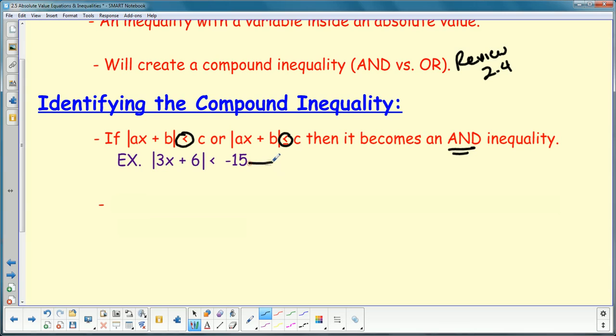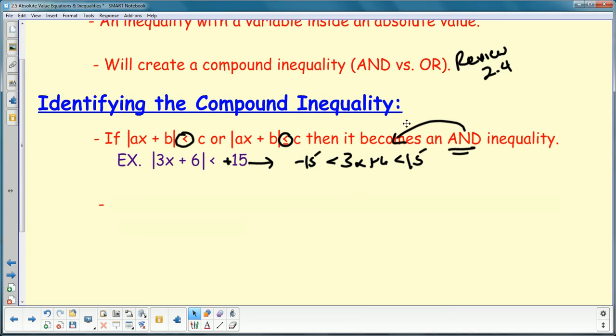So to become an and inequality, remember, we're going to have 3x plus 6 is less than, that should be positive 15, sorry, this is a positive 15, and also the and part now comes, remember we need to say it's greater than a negative 15. So this is an and compound inequality. If you're not sure why this is an and compound inequality, make sure you go back and review your 2.4 notes, or even better, watch the 2.4 video again.